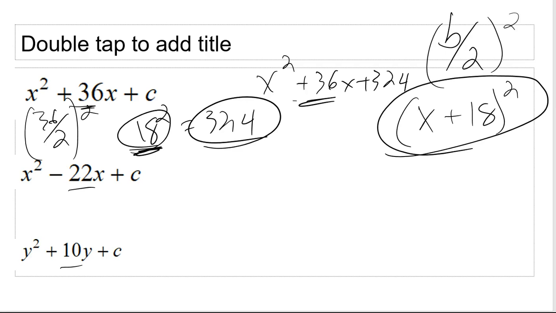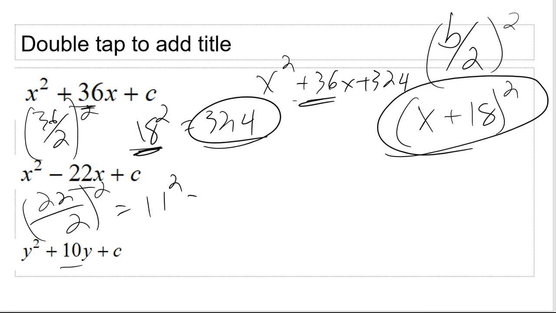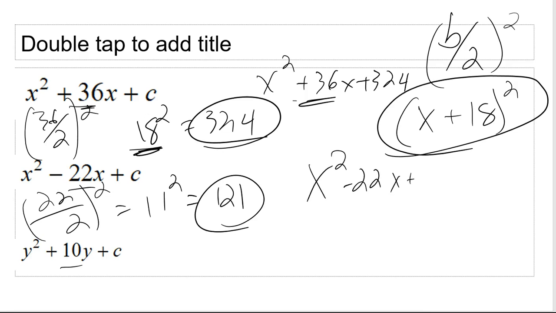Oops, this number, not that. Alright, we got 22 divided by 2 squared equals 11 squared equals 121. There you go. So x squared minus 22x plus 121. We have an x. This 22 is negative, so we're going to write negative, and then half of 22 is 11 squared.